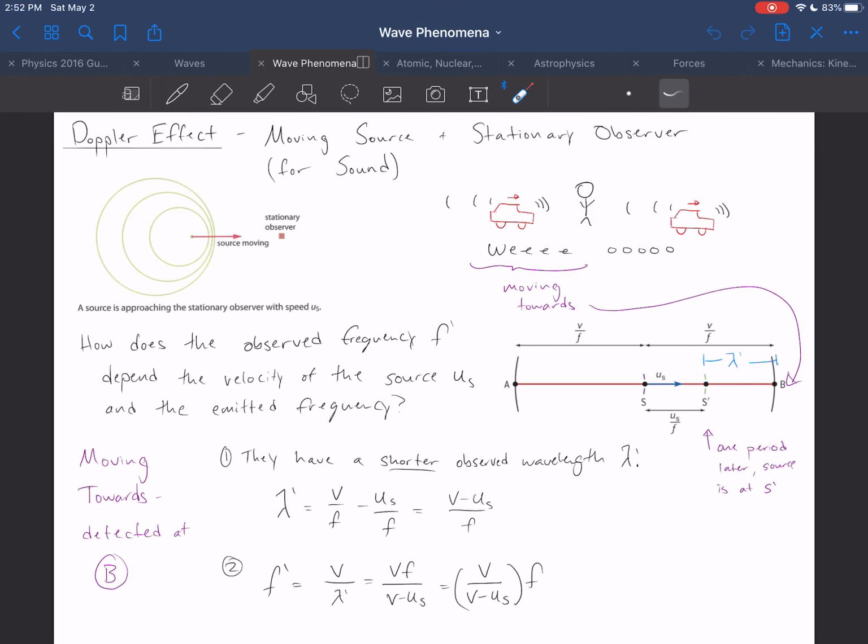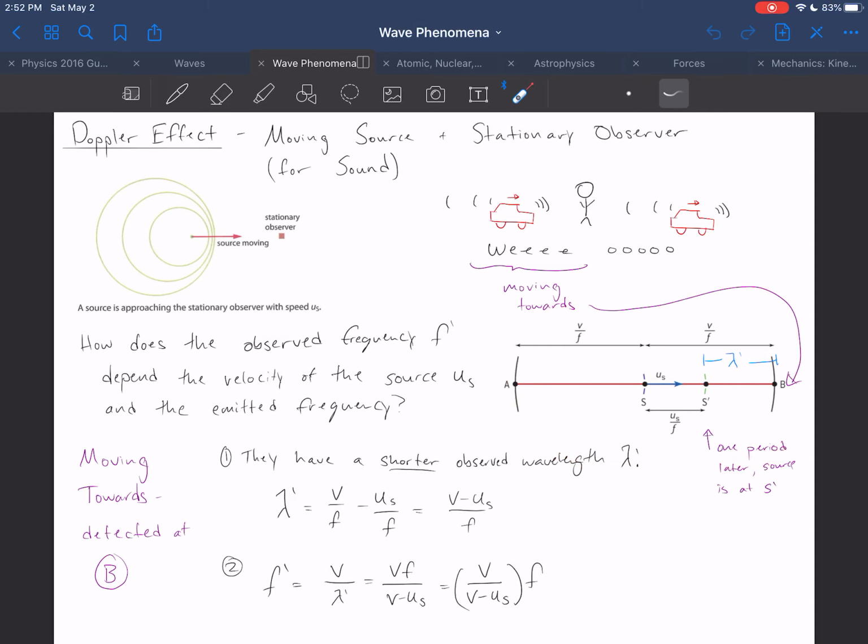All right, so our first analysis here is how does the observed frequency f prime depend on the velocity of the source u_s and the emitted frequency? To understand this, the case we're considering is a moving source and a stationary observer. So the diagram we're going to focus on looks like this.